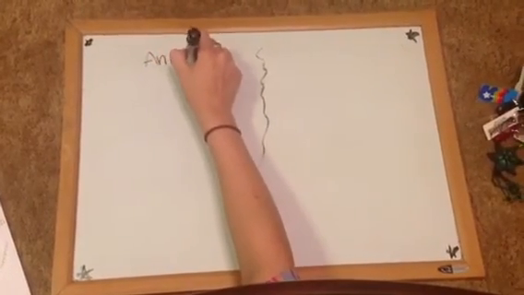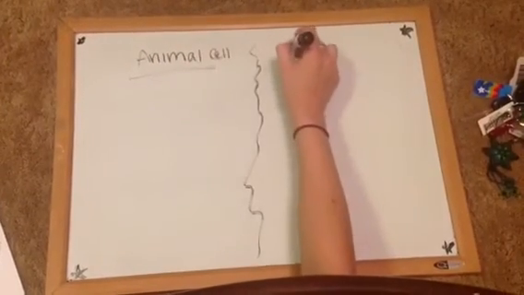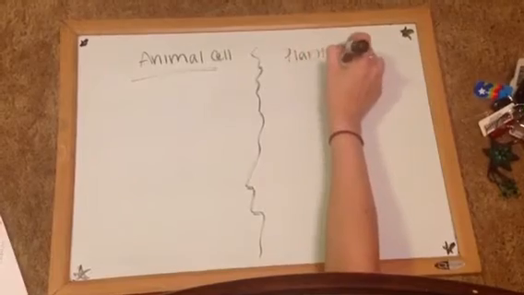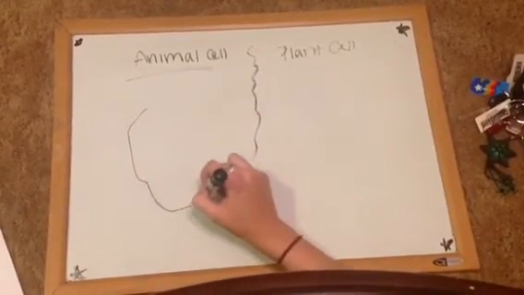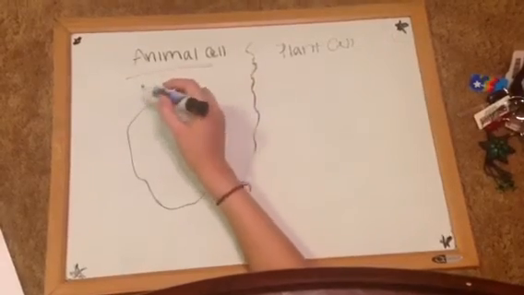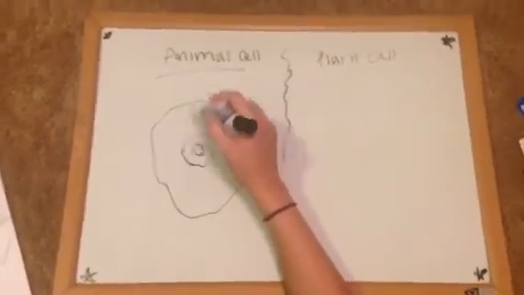And now on to the different cells. There's the animal cell and the plant cell. There are two different types, with two different types of characteristics. The biggest thing about the animal cell is that it has just a cell membrane with a nucleus, as she is drawing in there.